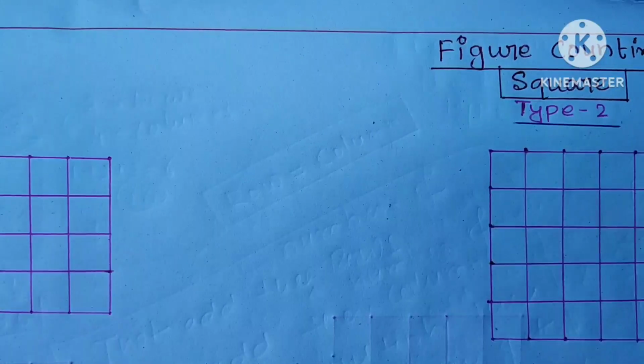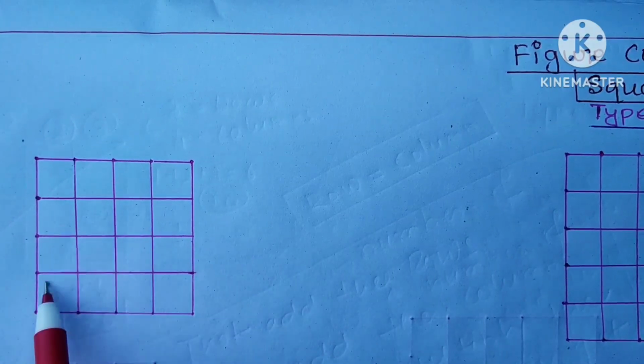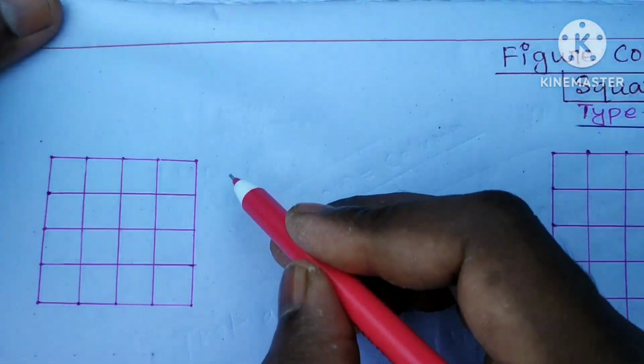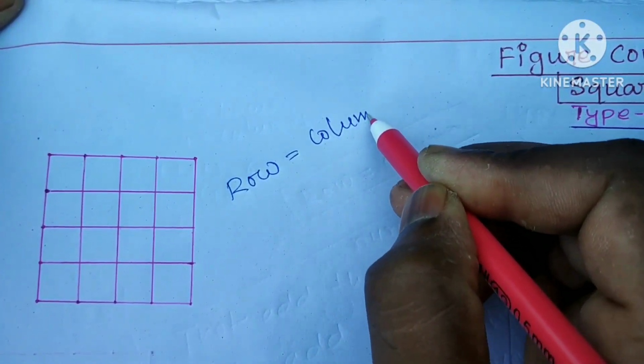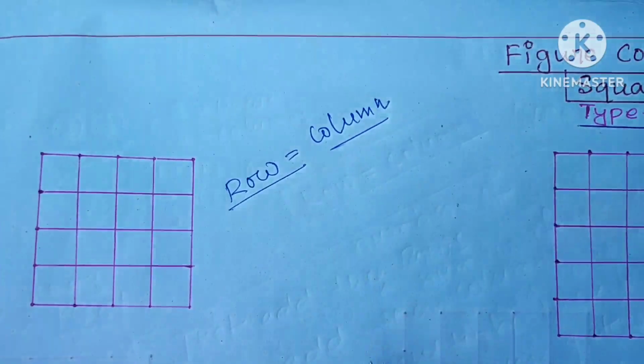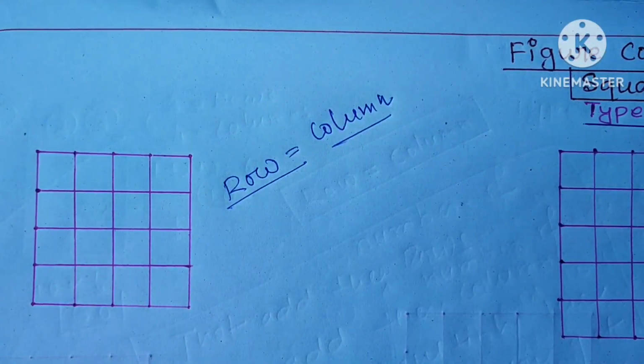Today we discuss figure counting, square type 2. In previous videos on rectangles, we discussed similar types of figures, row and column related figures. If you clearly see the picture, you can see 1 2 3 4, 1 2 3 4. So here the number of rows is equal to the number of columns. We already discussed what a row is and what a column is.